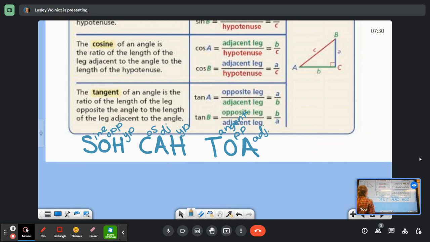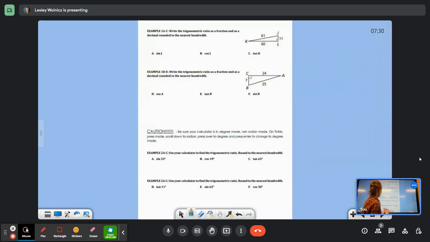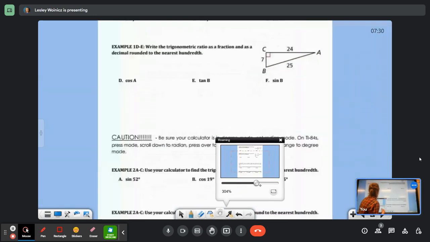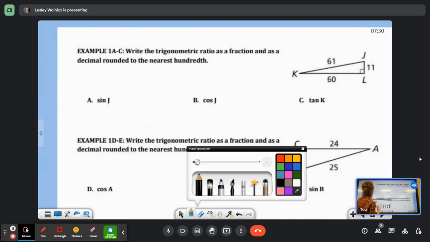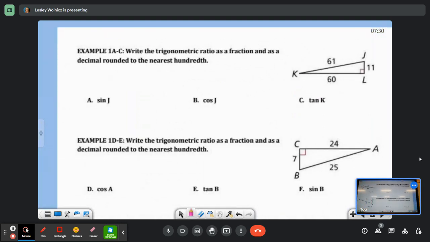Okay, let's practice. We have to write the trigonometric ratio as a fraction and as a decimal rounded to the nearest hundredth. If I want the sine of J, remember, the sine is the opposite over the hypotenuse.